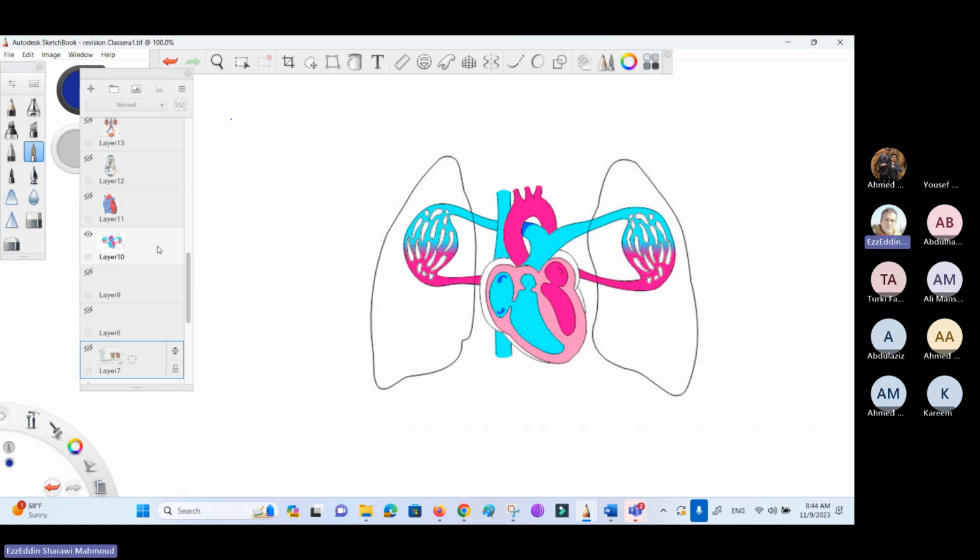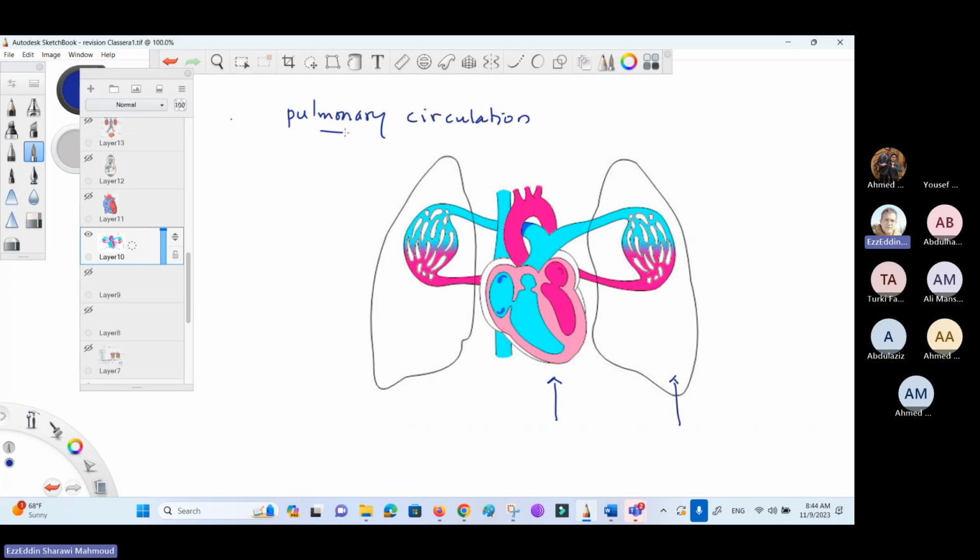Here, this is the circulation between the heart and the two lungs. It's called pulmonary circulation. In this simple diagram, you should understand that the circulation between the heart and the two lungs is called pulmonary. So anything which is going to the lung or returning from the lung is called pulmonary.